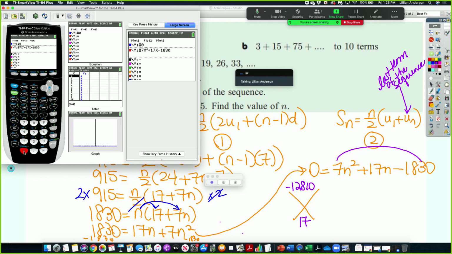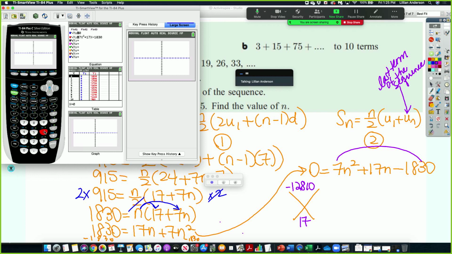So what I always like to do is go to zoom and then 6. Zoom 6 always takes me back to a standard window, so that way I can see. The blue line for me represents the first equation, and then the second equation will be red. As we can see, we cannot see it at this point. So that means we're going to have to adjust our window to make sure I can see this quadratic.